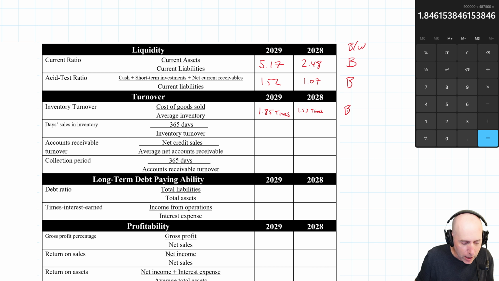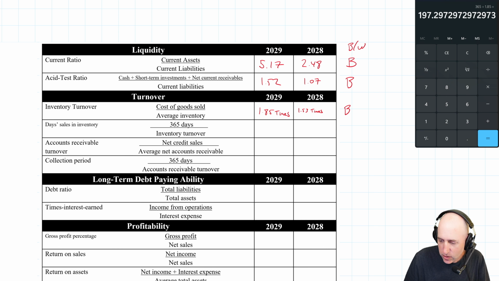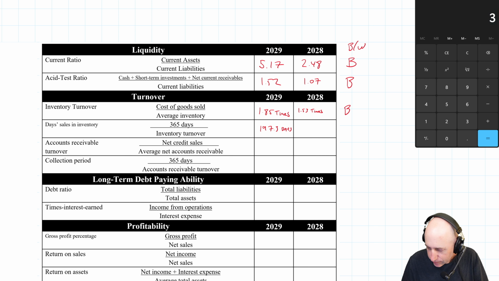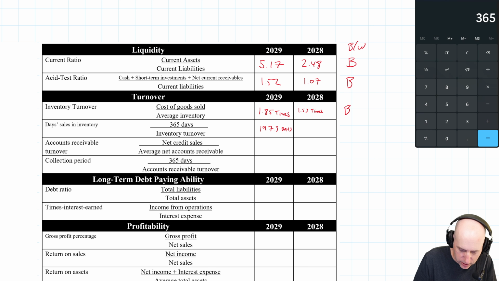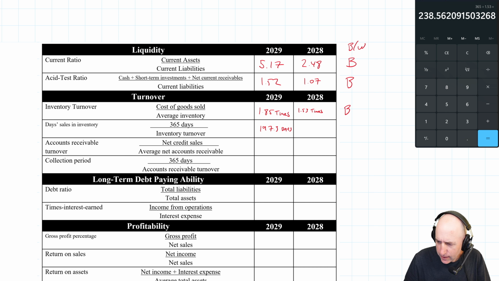This is getting better. The next ratio, 365 divided by inventory turnover. I love this ratio, 365 divided by 1.85. So for 2029, it's 197.3 days. And for 2028, 365 divided by inventory turnover, which again, that's our inventory turnover, 365 divided by 1.53 is 238.6 days.